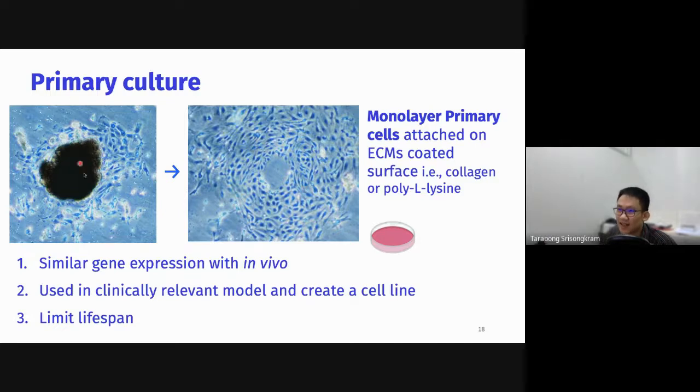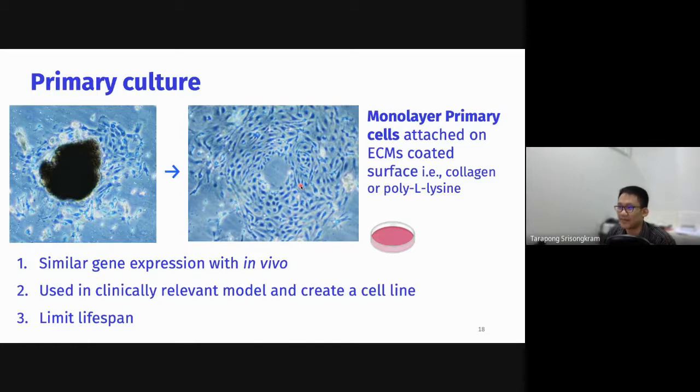In the left figure, you will see the black color here is the tissue that was cut and placed onto the plate. You can see the cells that attach to the surface of the flask, and they will propagate and grow onto the surface of the flask. Once we remove the tissue, we will get the monolayer primary cells. I call it monolayer because one side of the cell is attached to the flask and the other side is exposed to the culture media, so it will grow in a monolayer manner.